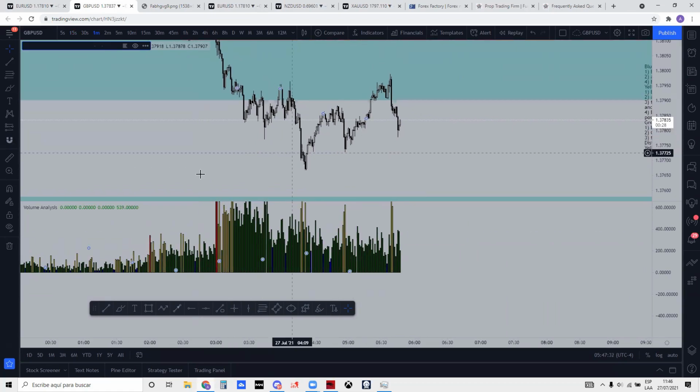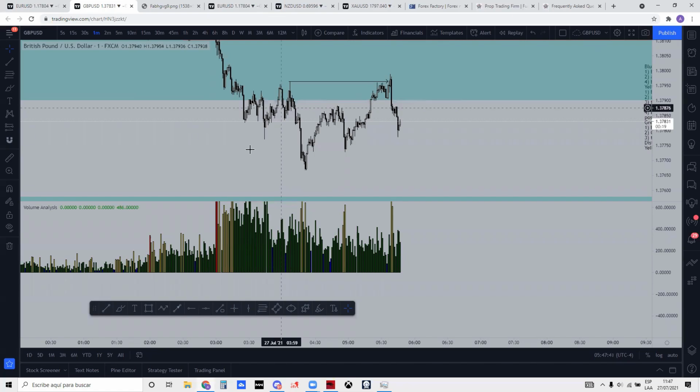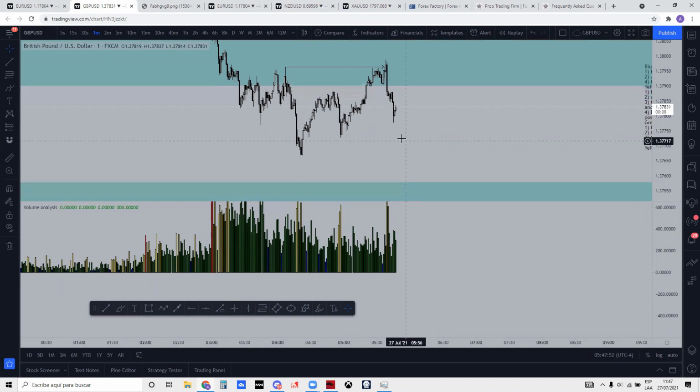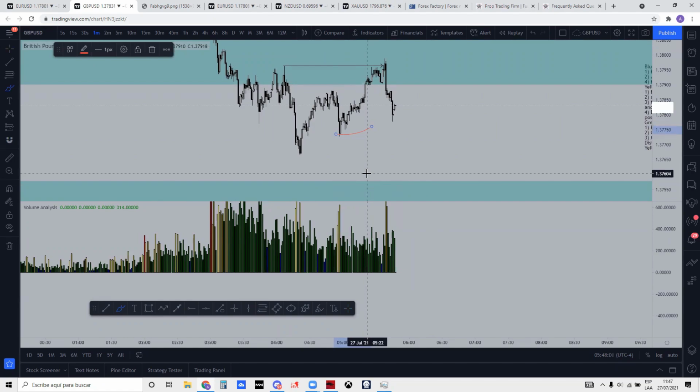So let's analyze what is going on here. This was a distribution. The high of the distribution was taken, so we could see this as a break of market structure. However, this happened with decreased volume. We don't see consecutive high candles or bars here on volume. So what is this telling me? It is telling me that price is now likely going to attack this low here and maybe this low here.